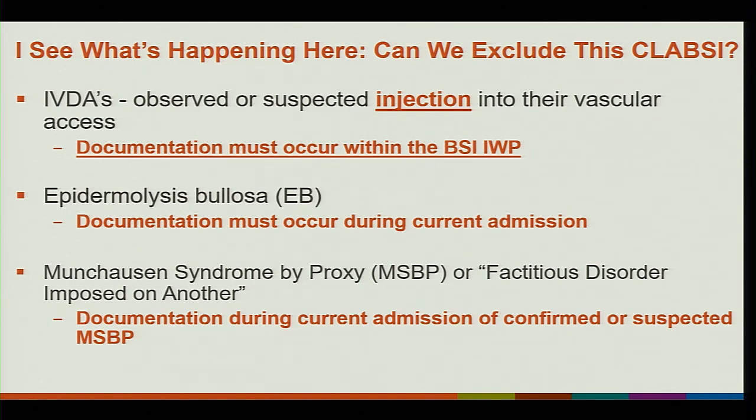Munchausen syndrome by proxy, also known as fictitious disorder imposed on another, is a mental illness condition in which a caregiver makes up or causes an illness or injury in a person under his or her care, such as a child, an elderly patient, or a person with disabilities, for personal attention. To meet this criteria, a clinician must document a confirmed or suspected diagnosis during the patient's admission.